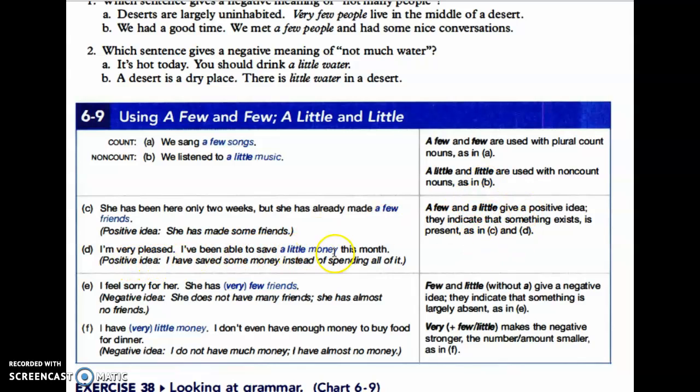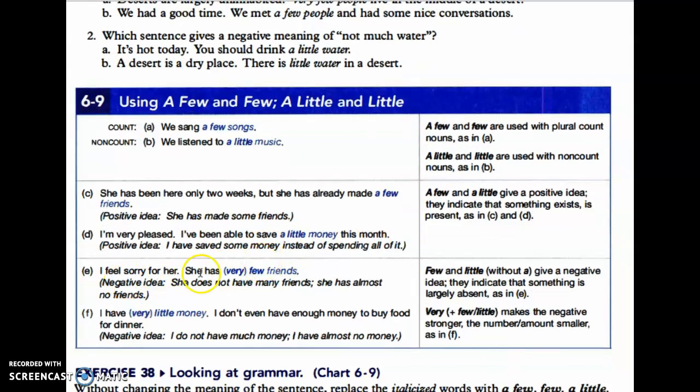I'm very pleased at being able to save a little money this month. I have saved some money instead of spending all of it. Okay, so keep in mind, we listened to a little music. We sang a few songs. She has already made a few friends. A little money this month.